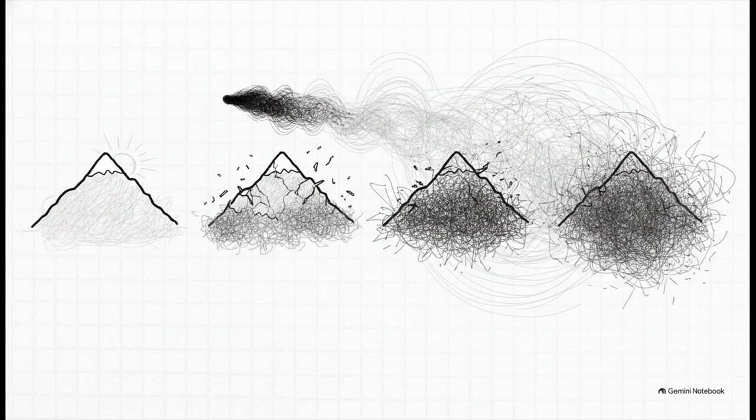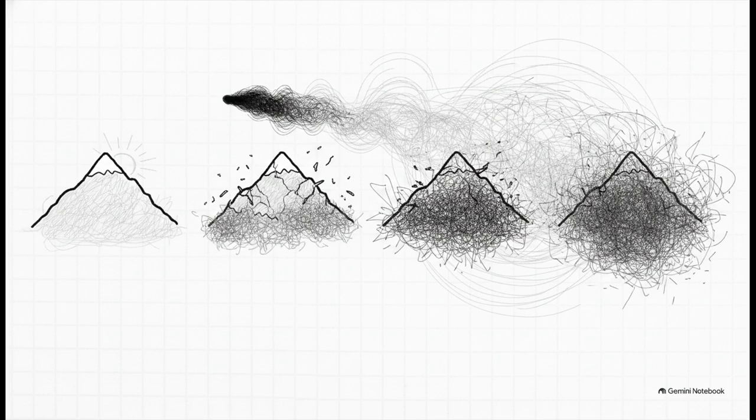We start with a pristine image from our dataset, and step by step we inject Gaussian noise. We are taking that coordinate right off its structured hill and shoving it out into the flat, empty wasteland of static. It sounds totally counterintuitive to intentionally destroy a perfect image, doesn't it? Why ruin perfectly good data?